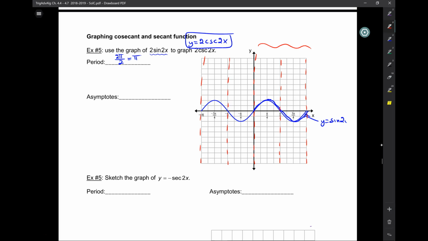Because it's always one cycle that we're drawing. Should we still draw the other side? For now. But when we do the rest, we're only going to do one.